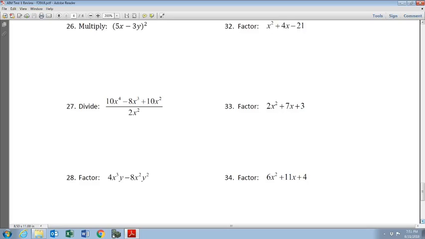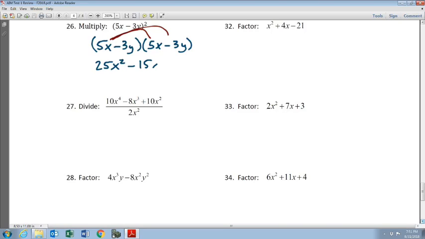There is no rule of exponents for this situation, so the only thing I can do is write out two of these 5x minus 3y binomials multiplied. So this means that. And so now it's just a FOIL situation. So 5x times 5x gives us 25x squared. When we multiply our outer terms, we get minus 15xy. Inner terms, we also get minus 15xy.